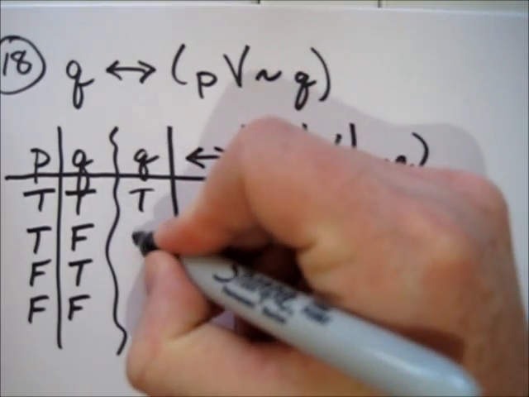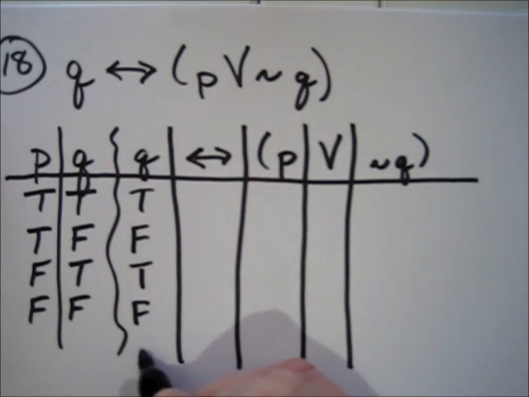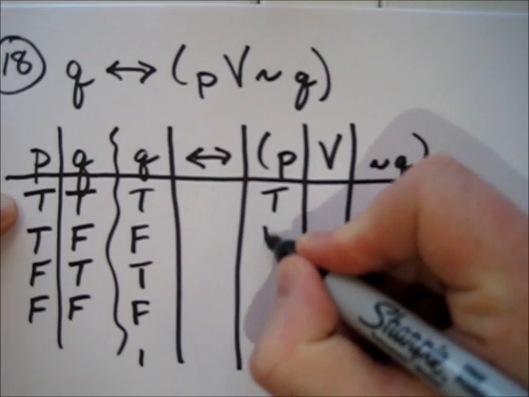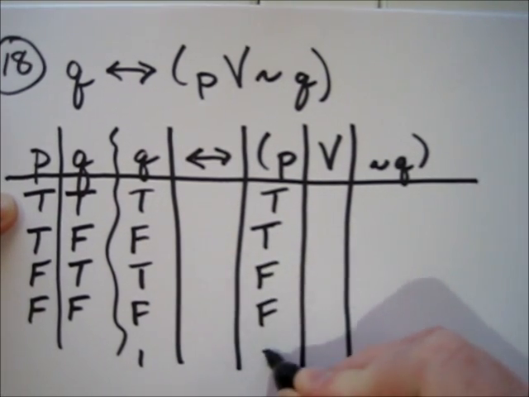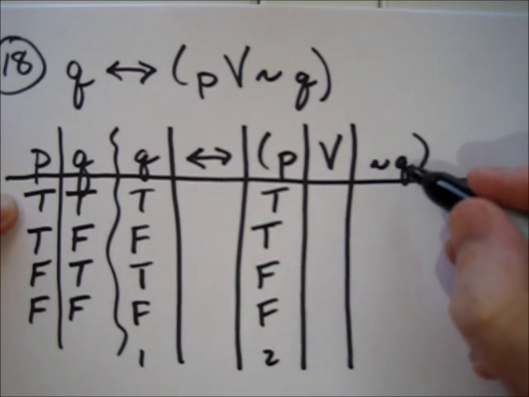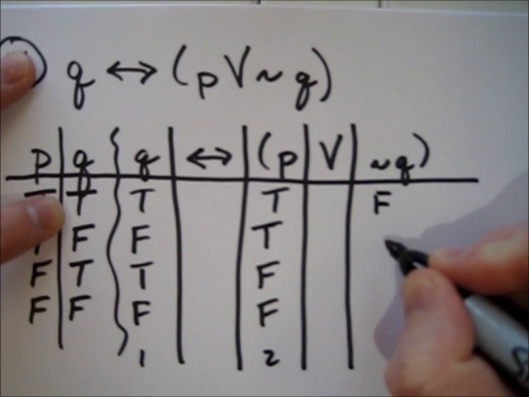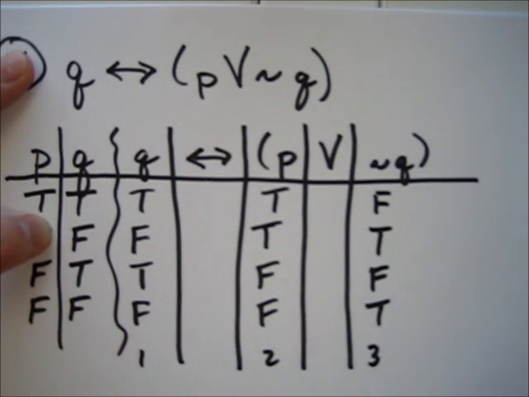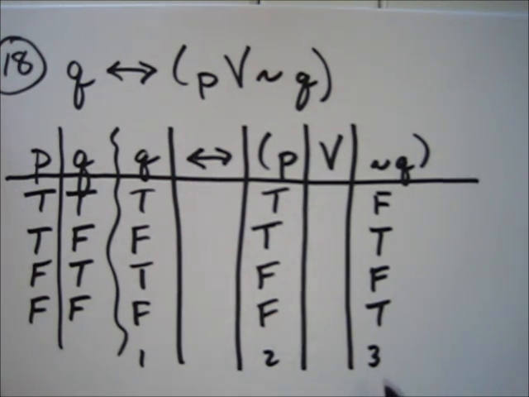So this column is just a copy of the column for Q that we've already written, and this will be column 1. P is also just a copy of the first column over here. That's the second column. And then not Q should be the negation of Q, so we do the opposite. False, true, false, true. And that'll be the third column that we fill in. Now it's not necessary to number these, I just number them in order to be able to talk about them.